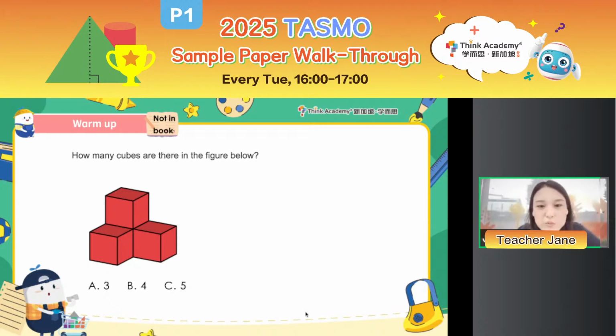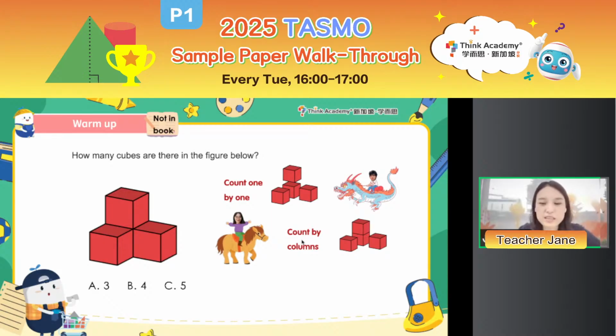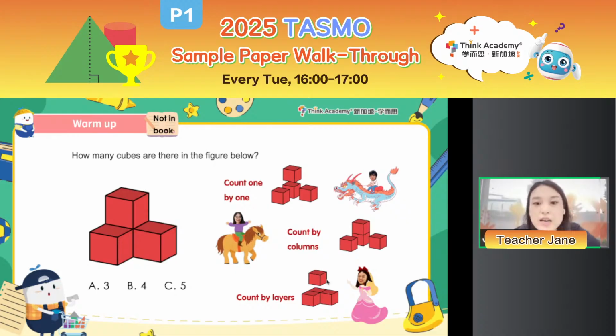Okay, so everyone, this time the other teachers give us some clues. For example, teacher Mingjie just says we can count one by one. But teacher Apple says, no, this way is too slow. Teacher Apple says, how about we just count by columns? This one will be better. And then teacher Jane says, oh, we can also count by layers one by one. Okay, so everyone, let's see.